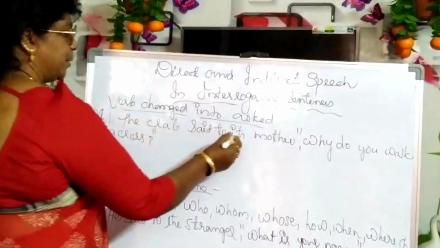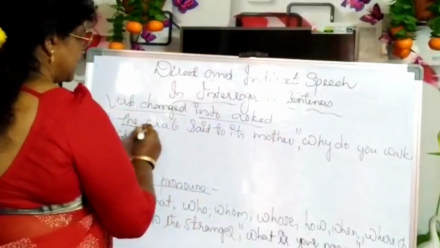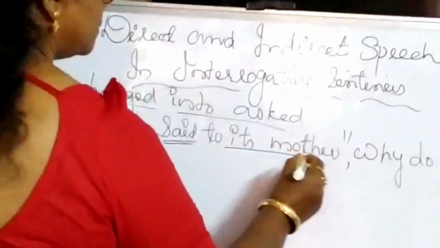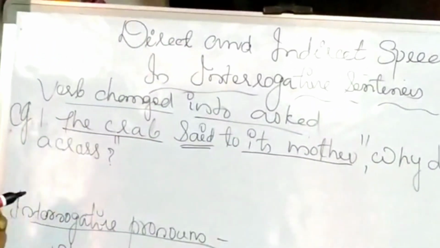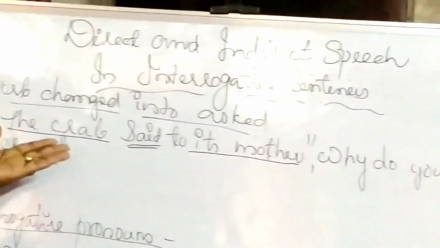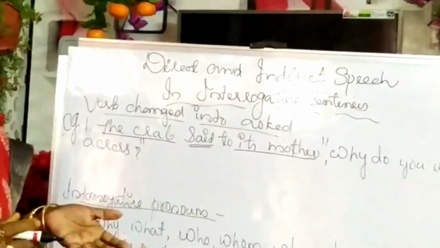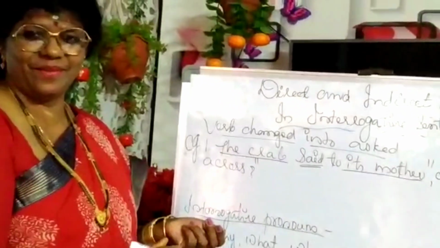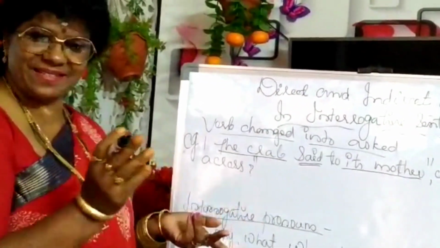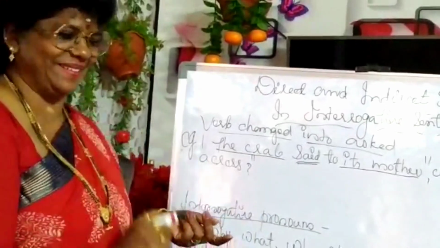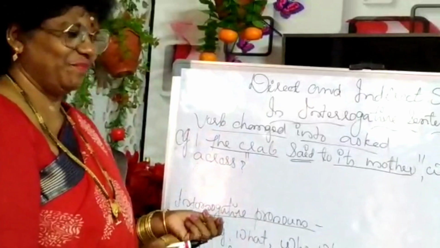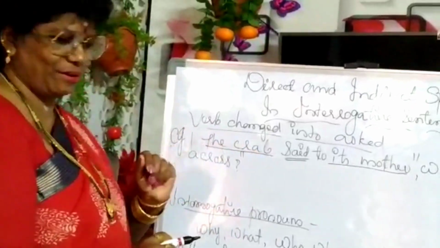The crab said to its mother: subject, reporting verb, object. Why do you walk across? Have you ever seen a crab walking? It will walk across only. It won't walk straight. When you get a chance, just find it. The crab said to its mother, why do you walk across?